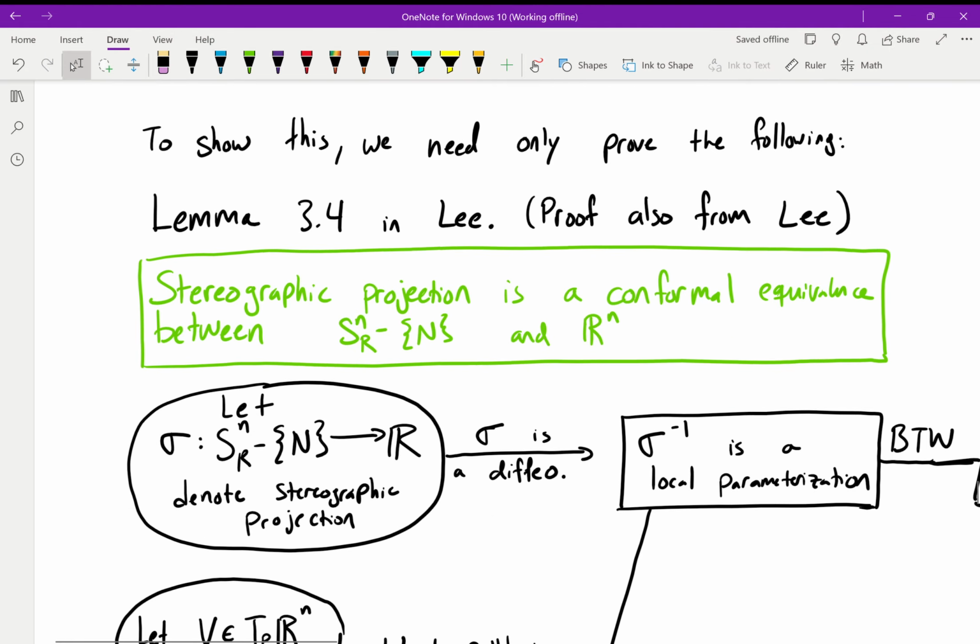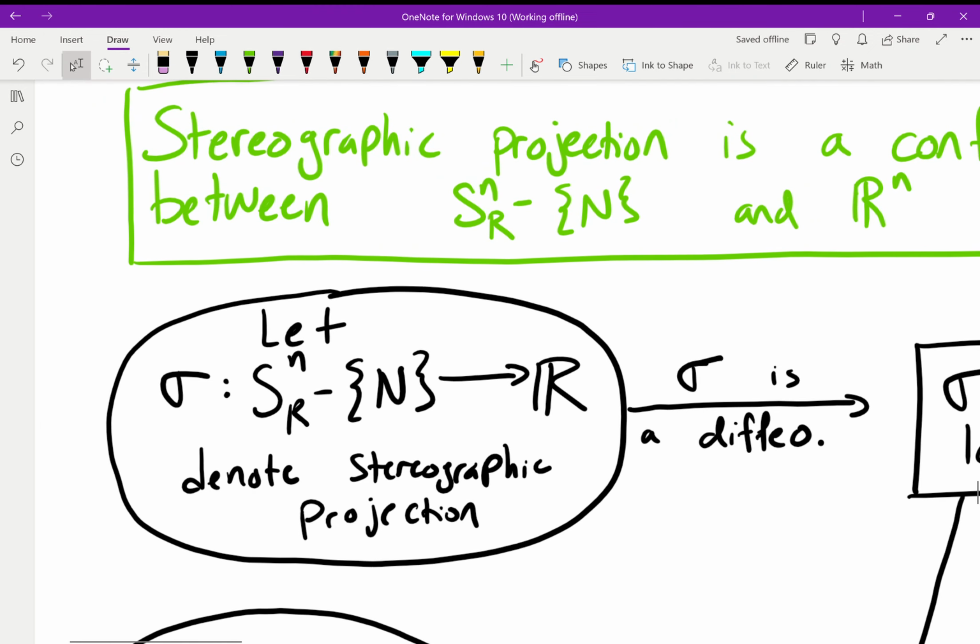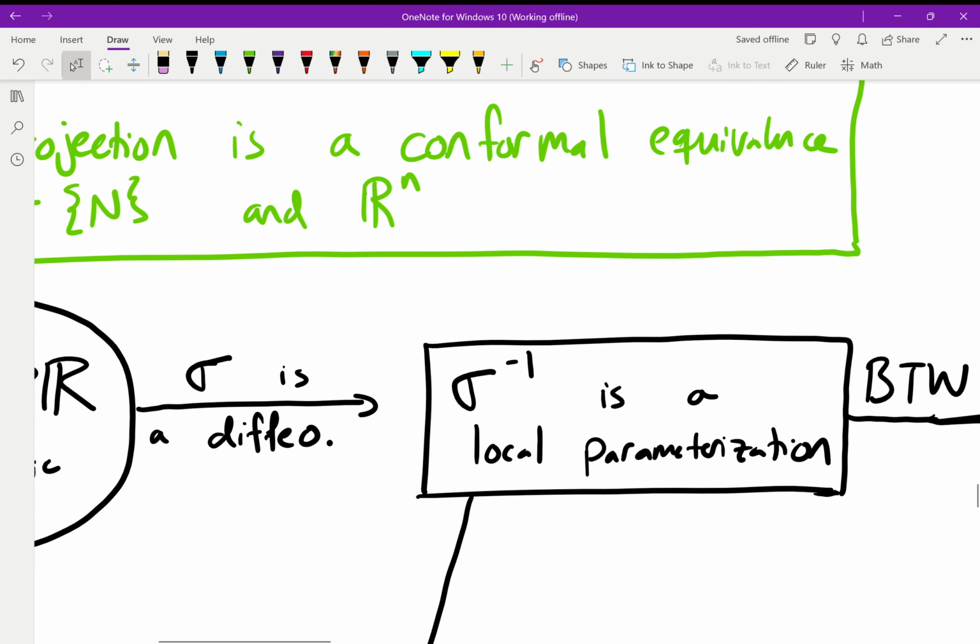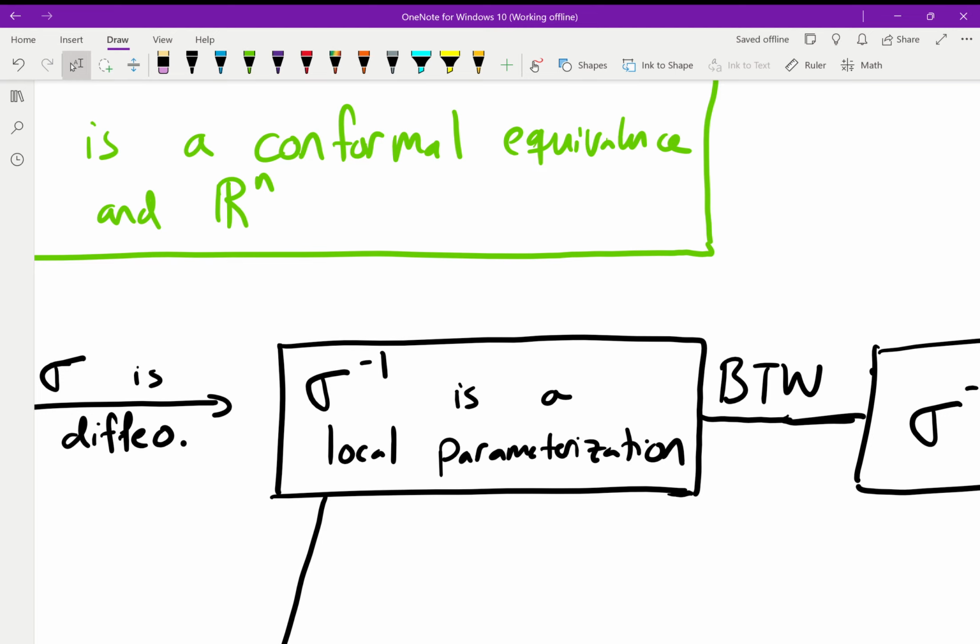So great, how do we prove this? We'll let sigma denote our stereographic projection. I think we have all seen before that this is a diffeomorphism, so I won't go too much into proving that. But since it's a diffeomorphism, sigma inverse is a local parameterization, which remember is an embedding of an open set into our manifold. So we can embed Rn into Sn minus the North Pole.